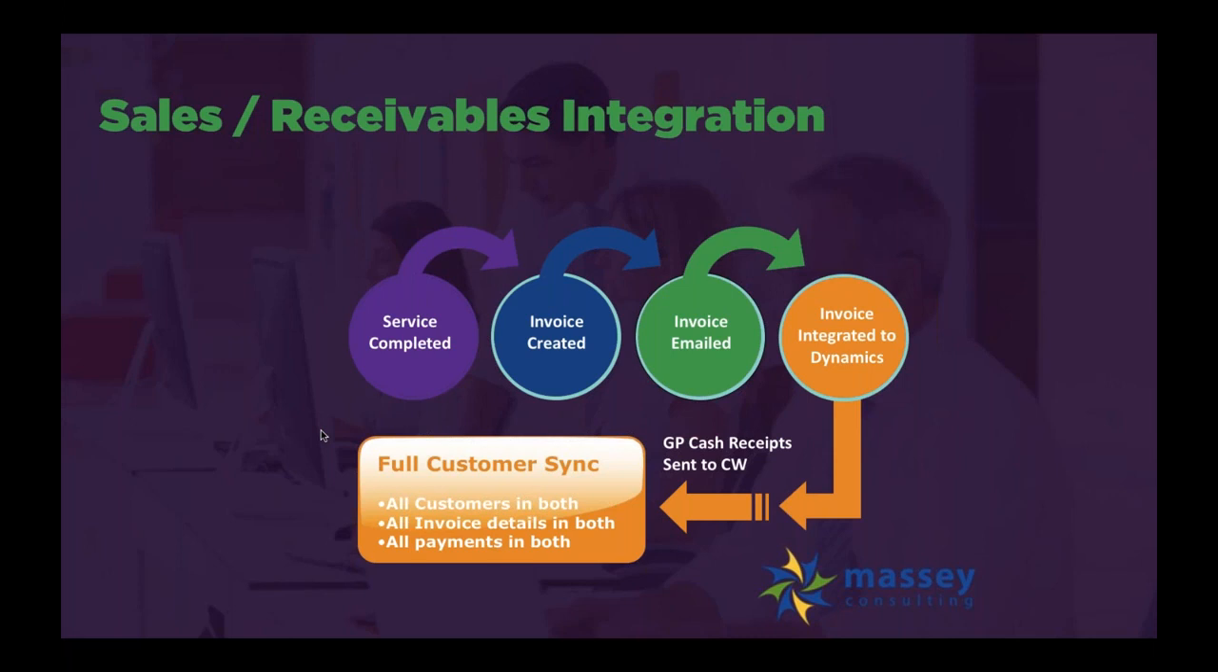All of that gets keyed into the system, their time, mileage, all of those things keyed into ConnectWise. The service ticket's marked complete, ready for billing. An invoice gets generated. That invoice is reviewed. Everything looks good with it. Invoice gets emailed out to the client, and then that invoice gets integrated over into Dynamics or Sage Intacct.